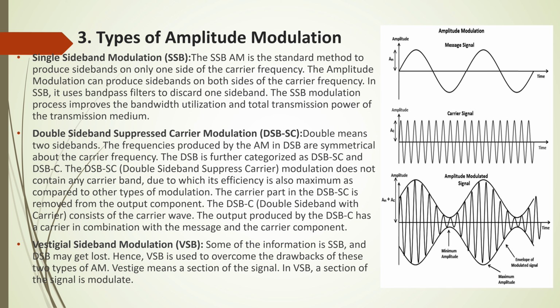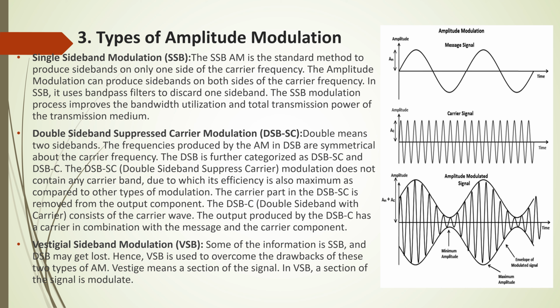The DSB-C, double sideband with carrier, consists of the carrier wave. The output produced by the DSB-C has a carrier in combination with the message and the carrier component.